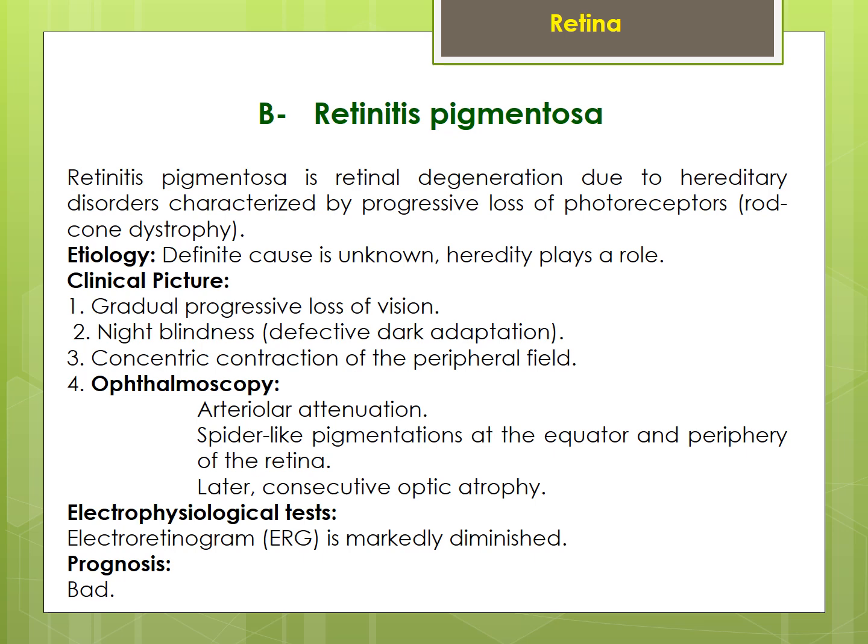The clinical picture is gradual progressive loss of vision, night blindness, which means defective dark adaptation, concentric contraction of the peripheral field. Ophthalmoscopy includes arteriolar attenuation, spider-like pigmentation at the equator or the periphery of the retina, and later consecutive optic atrophy. Electrophysiologic test: electroretinogram is markedly diminished. The prognosis is usually bad.